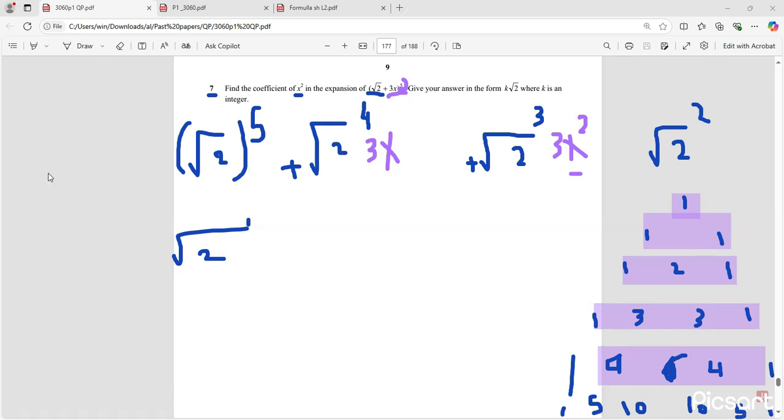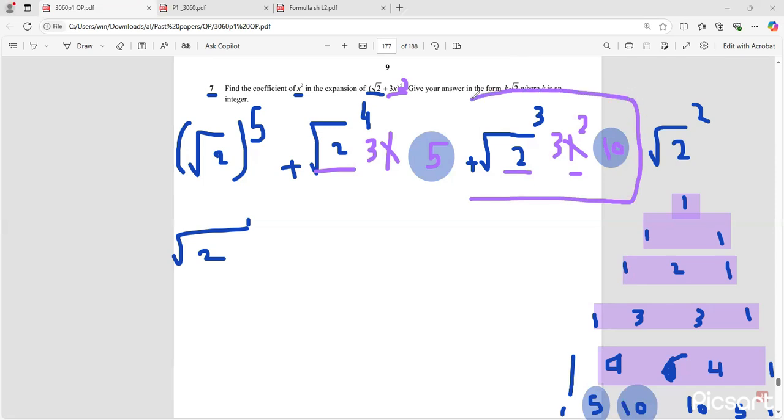So let's mark them. We have 5 and 10, because here we have number 5, and here we have multiplied by 10, and so on. The next ones, they don't need. Okay, so now I need to solve them. So here it will be root 2 multiplied by 5, which we don't need, and here root 2 to the power 3 multiplied by 10. So this is our target now. We're going to focus here.